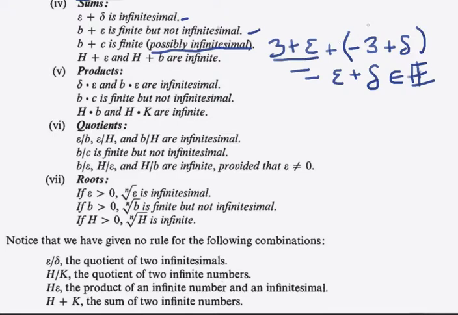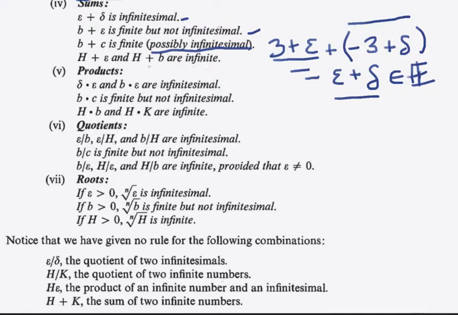This is finite, but not infinitesimal. But when I add them together, the real parts, or what we'll call the standard parts, canceled out, and what we're left with is just an infinitesimal. So it's quite possible that I add two finite numbers and end up with an infinitesimal.